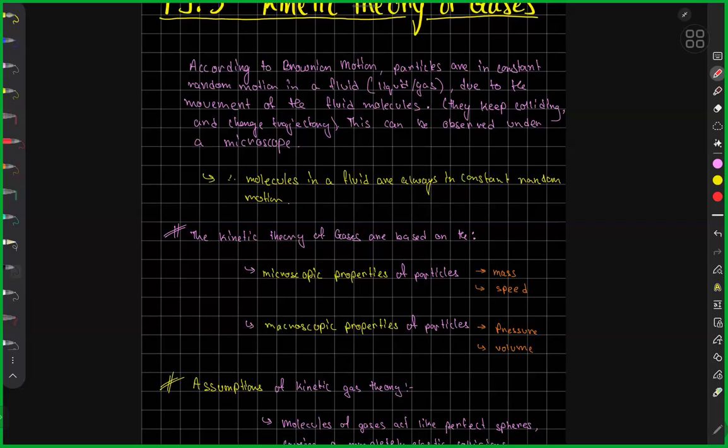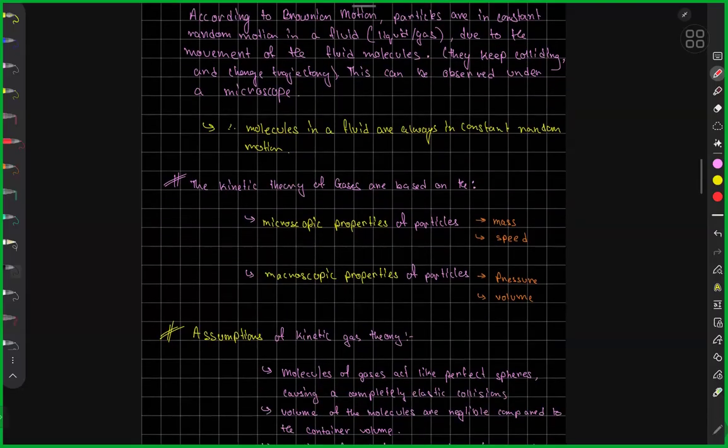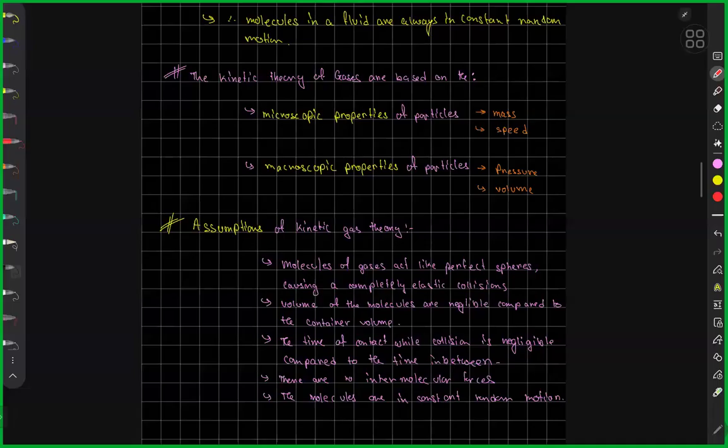Now, molecules in a fluid are always in constant random motion. Fair enough, this we discussed. Now, there are two ways to look at the kinetic gas theory. One is the microscopic lens, and with respect to the microscopic properties, we observe the mass of the particles and the speed of the particles. When we're observing the atoms themselves, those two are very important variables that we'll be working with when deriving everything.